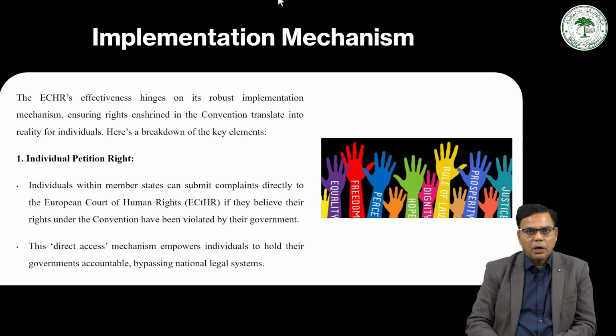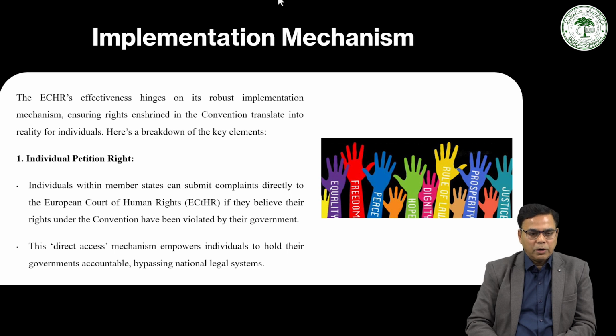While discussing ICCPR, we found that the individual petition system is part of what we call the optional protocol. So the countries may be party to ICCPR, but they may say that we are not accepting the individual petition system, and you will find in most cases it has been done. Most of the countries, or the majority of the countries, have not accepted the individual petition system. But here you will find individuals within member states can submit complaints directly to the European Court of Human Rights if they believe their rights under the convention have been violated by their government.